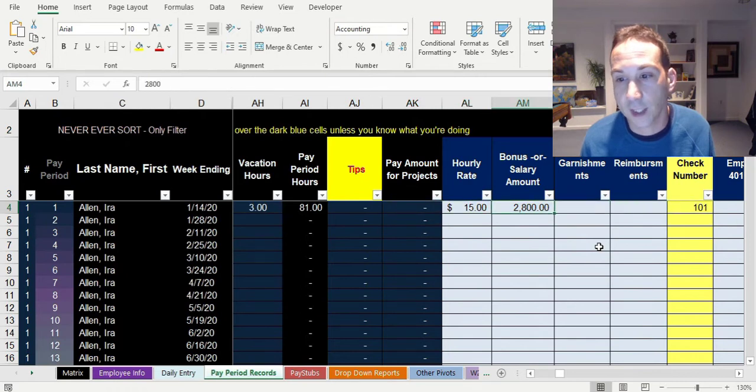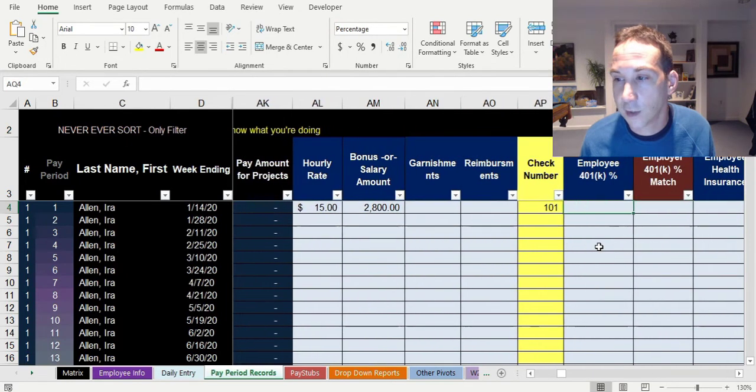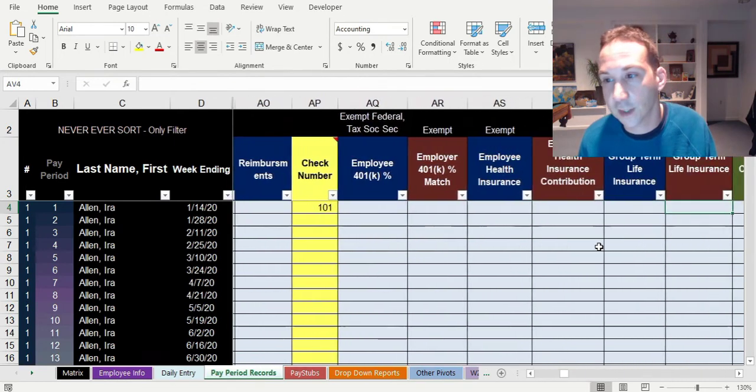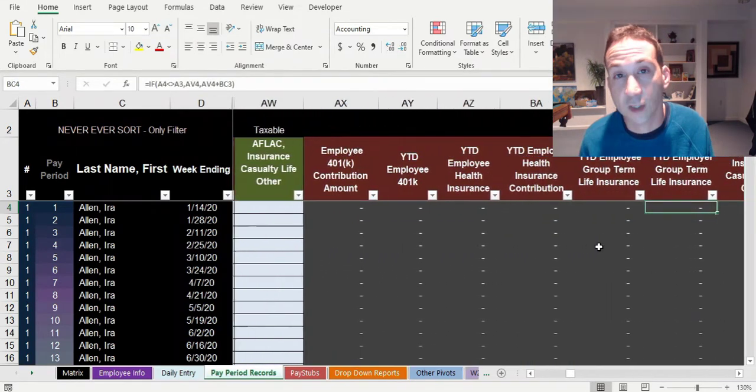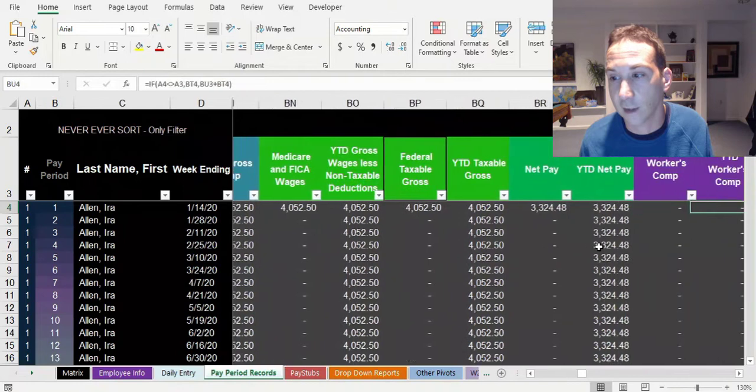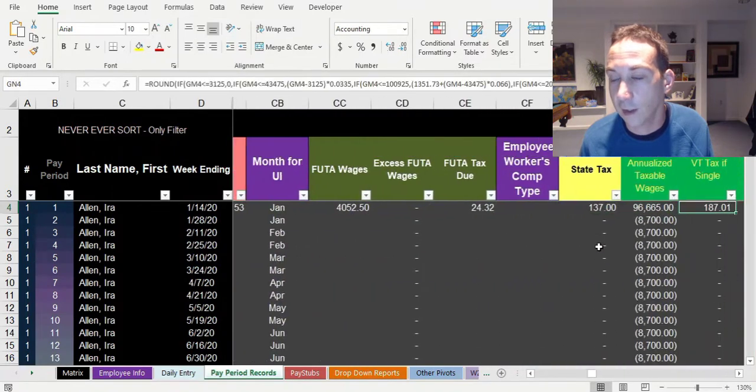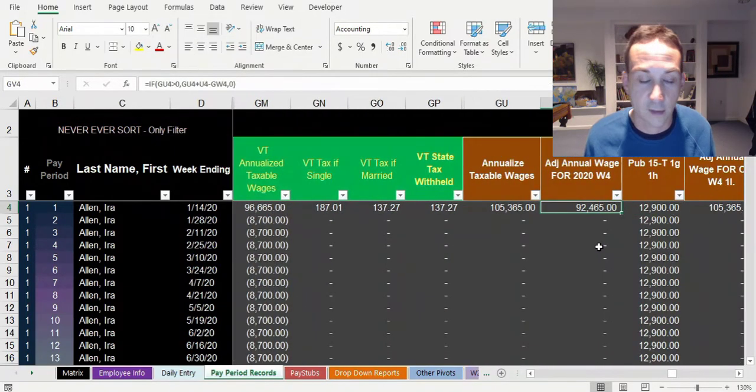Any bonus or salary amount would go here. Check number would go here. And there's all these different deductions and things which I won't talk about now. We're just going to get into the Vermont state tax area, which is all the way over here, and how you calculate Vermont state tax.